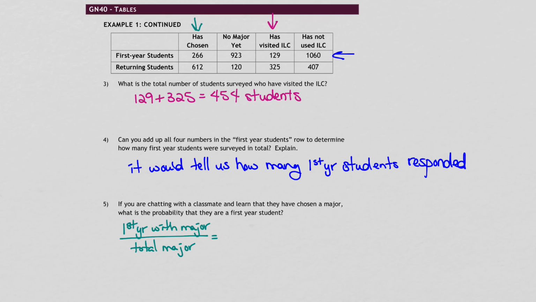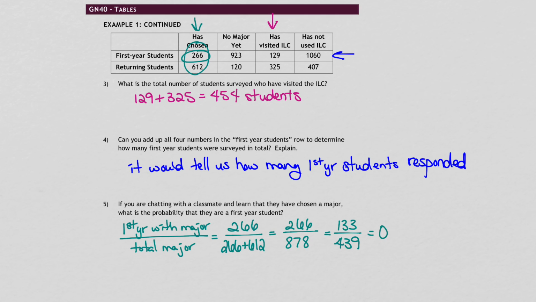So a first-year student that has chosen their major, there were 266. And we already know that they have chosen a major, so that would be all of 266 plus 612. Or 266 out of 878. Reducing that fraction, our probability would be 133 of 439. Or changing that to a decimal, it would be 0.303.